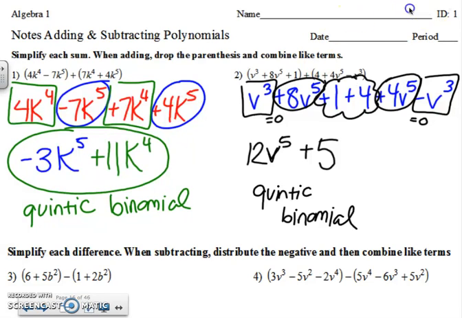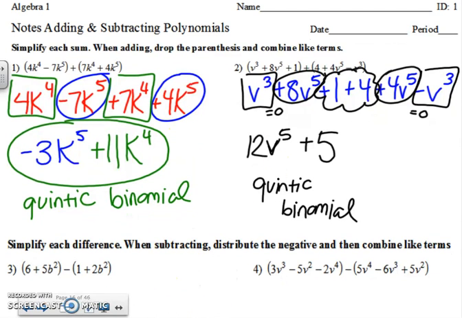When I did v cubed and a negative v cubed, that gives you 0, which means you do not write it. So then I was left with this 1 plus a 4, and I got a 5. So when I name that, that exponent of a 5 means quintic, and since there were two terms, binomial. Okay? You will not always get quintic binomial. So that's how you add polynomials.